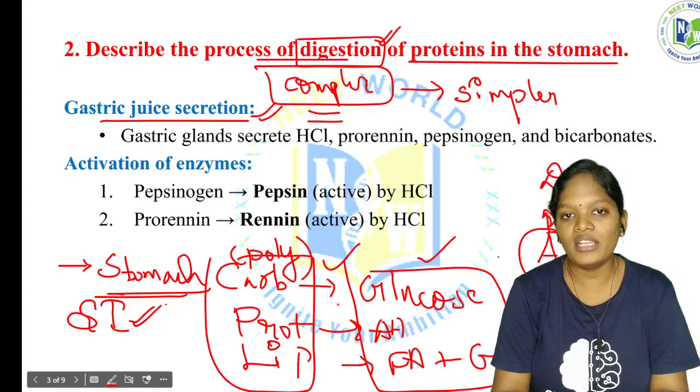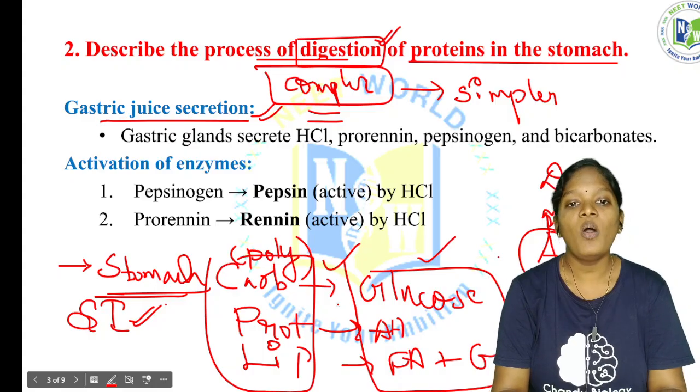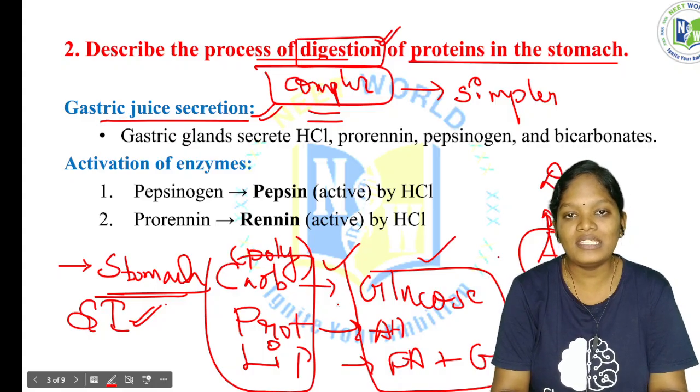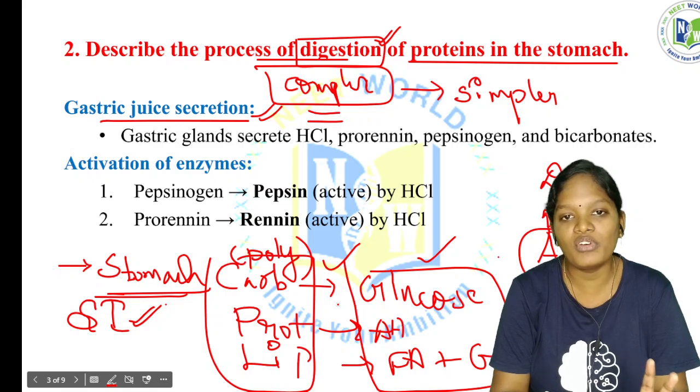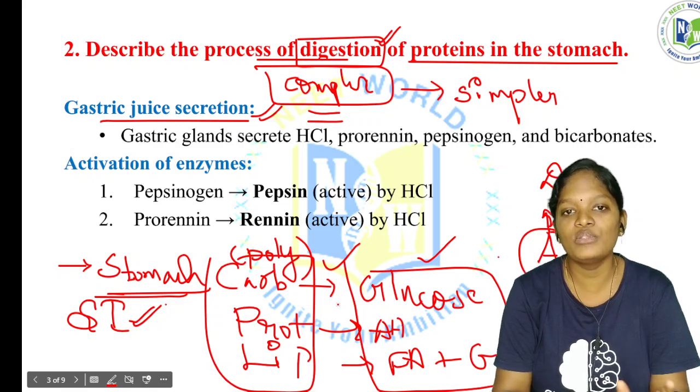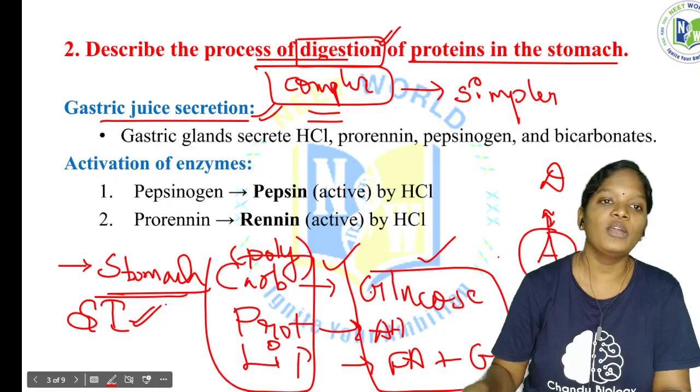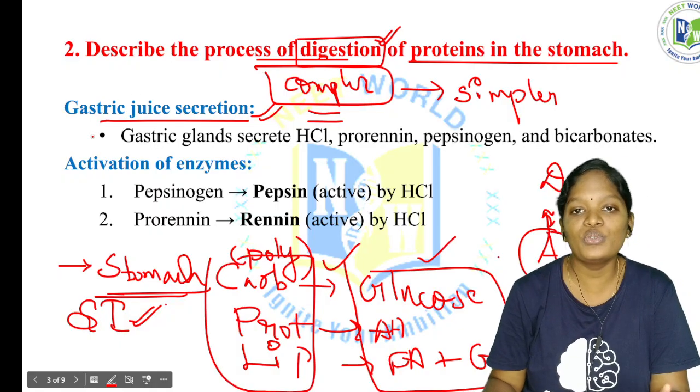If it is a pancreas, we call that pancreatic juice. If it is an intestine, we call that intestinal juice. All these juices contain enzymes which are responsible for breaking the complex molecules into simple molecules. Right? Now the first thing will be the gastric juice secretion.